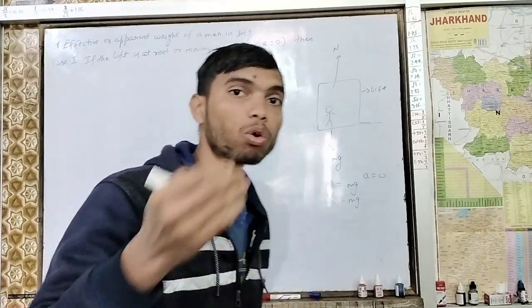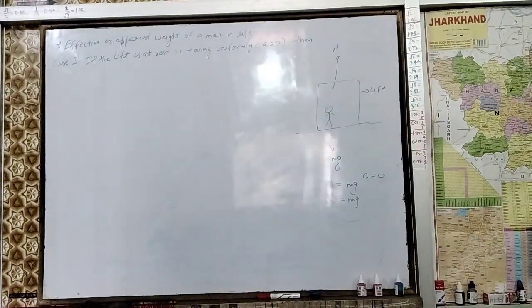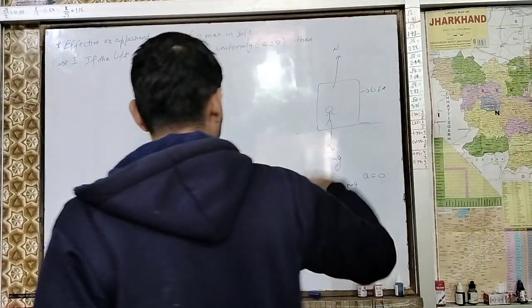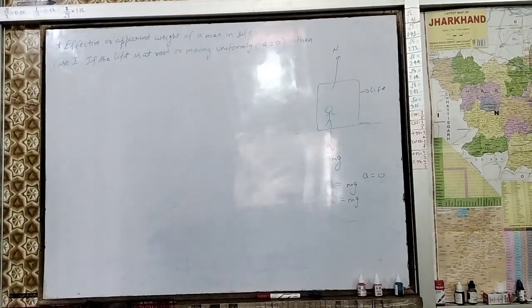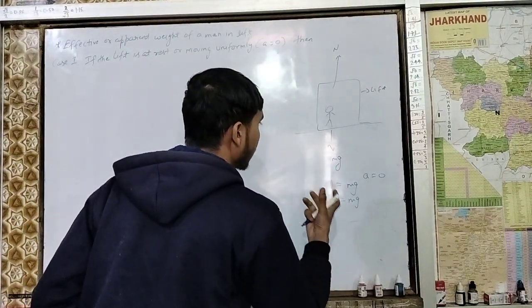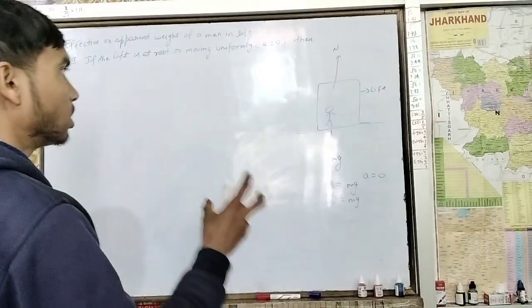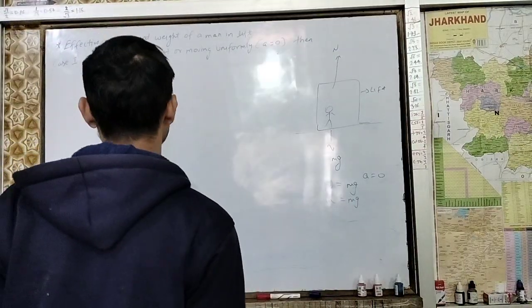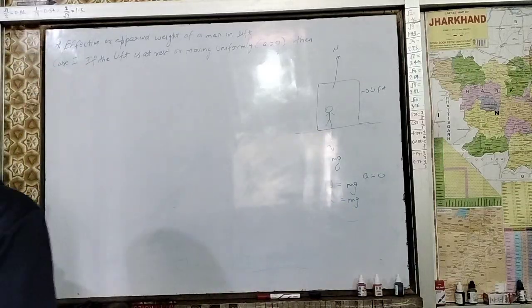But if acceleration is not equal to 0, in that case normal reaction will not be equal to mg. Remember, here N is equal to mg because a is 0. Acceleration is 0, so you are getting the actual weight of the man. But when it comes to acceleration, you will not get the actual weight. It will depend on acceleration. So this was the first case.